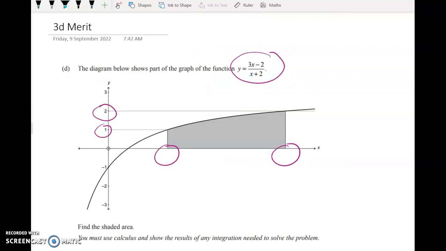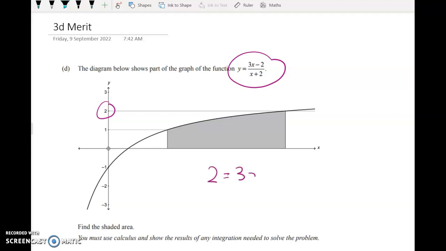On to question 3D, sorry. Right, so 3D is one where we've got to do some integrating, but first we have to find our limits. So I think that probably the easiest way to go here is just to go straight to looking at, well, we know that y is equal to 2. So let's try and solve this and see if that's easy to do. It turns out it's very easy to do.